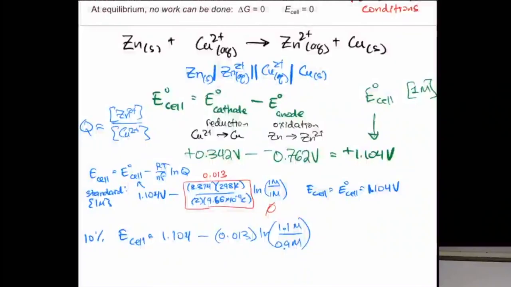So I'm not going to plug it into my calculator. I've already done this. When you do that, you get 1.01, no, you don't. You get 1.101 volts. All right? Not much of a difference. And again, that's because the difference is going into that log function, and then we're just subtracting it from the standard.